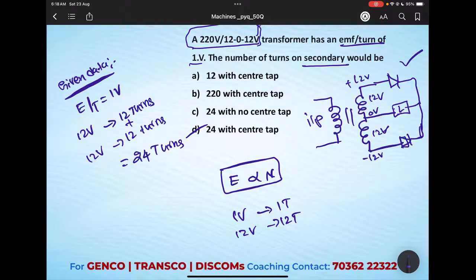Here two windings are there. That means two parts of windings are there. So our required total number of turns will be 12 plus 12. So it is going to be 24 turns.